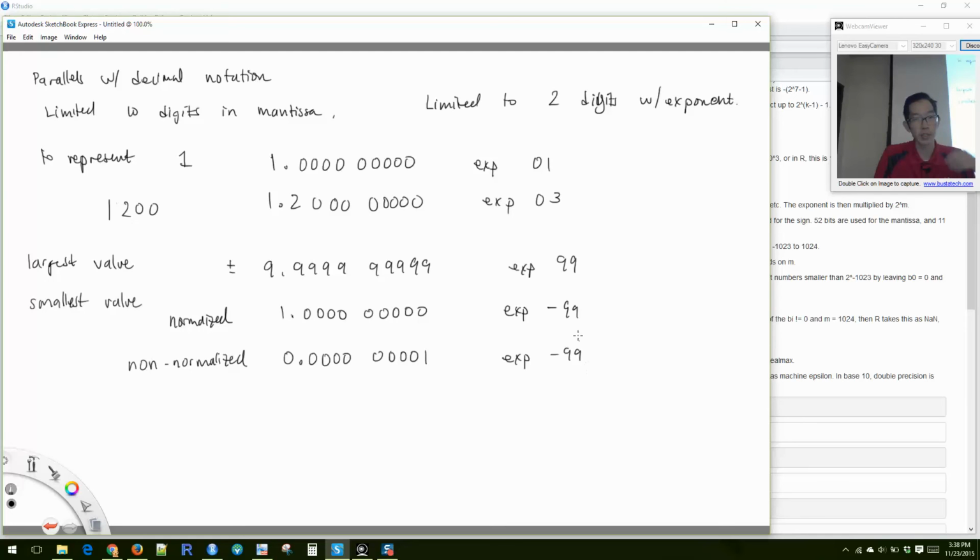Basically, if you change from decimal form into binary form, where you have zeros and ones rather than the digits 0 through 9, you have these same parallel forms. I think it's a little easier to understand in decimal form. Yes, question? For the largest value, is it a plus and a minus sign? It could be plus or minus, the largest value being the most positive or the most negative value.